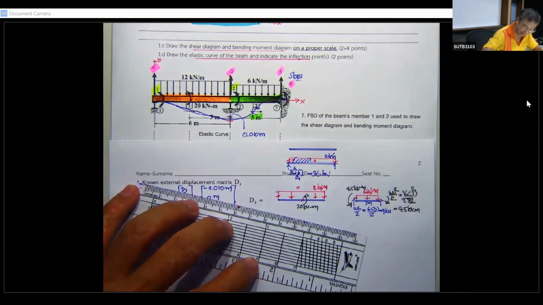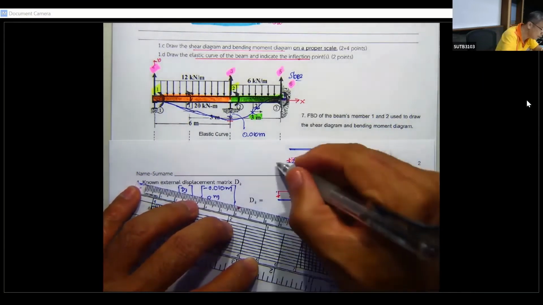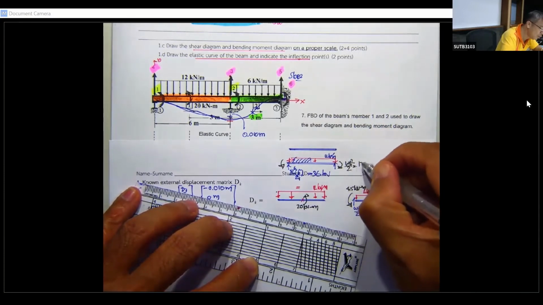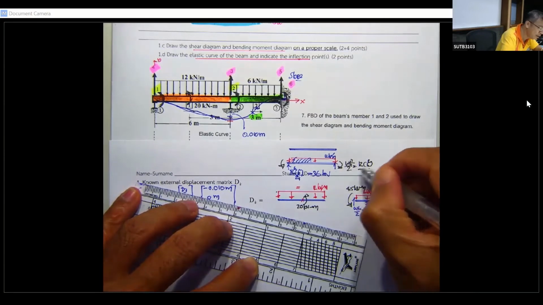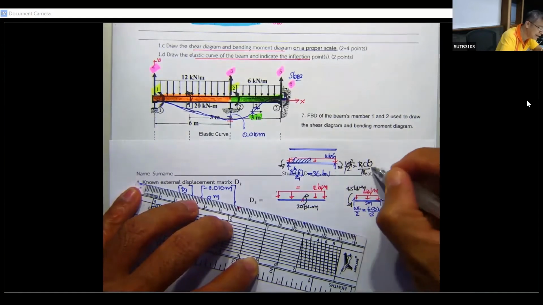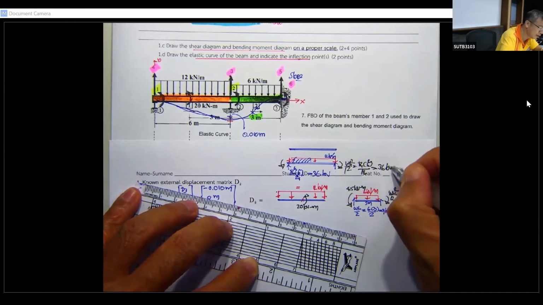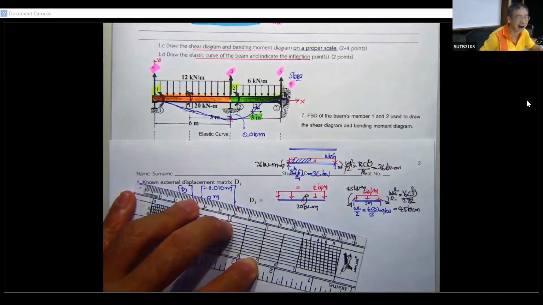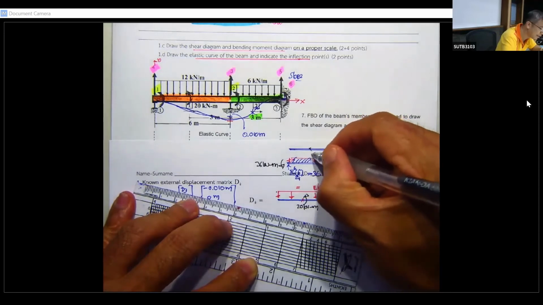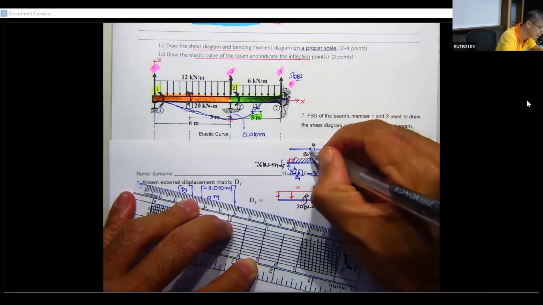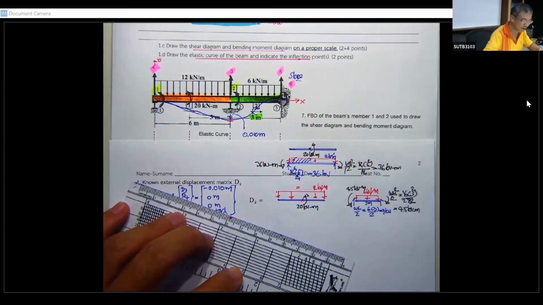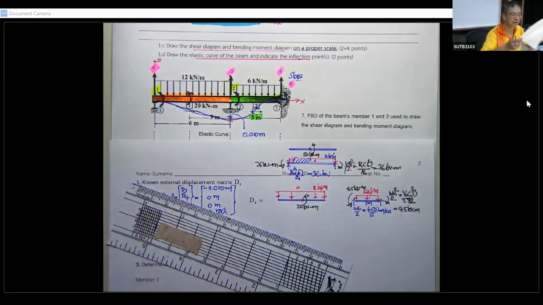And next, again, what you have is the fixed end moment WL square over 12, which is 12 times 6 square over 12. So this is going to be 36 kilonewton meter. We will have another one, which is going to be subjected to this 20 kilonewton meter.